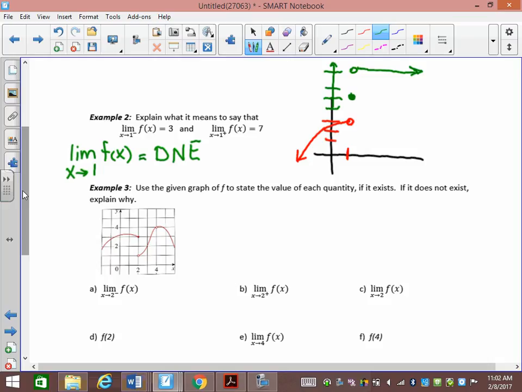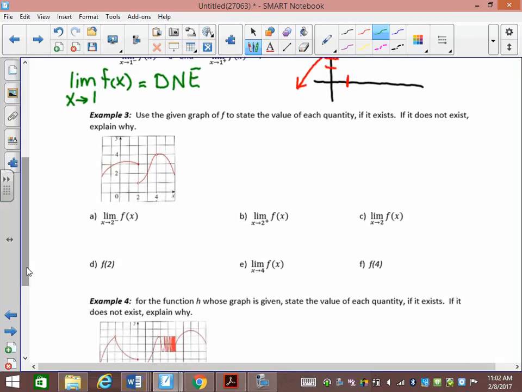So we're going to look at some graphs. We're going to wrap our head around what the heck a limit is. That's the hardest part. So we're going to use the given graph of f to state the value of each quantity if it exists, because sometimes it doesn't exist. If it does not exist, we're going to explain why.